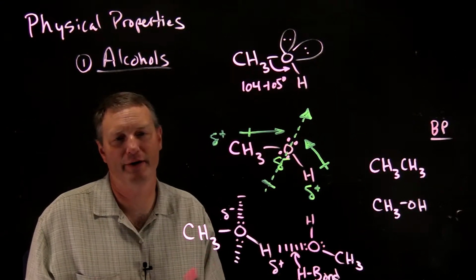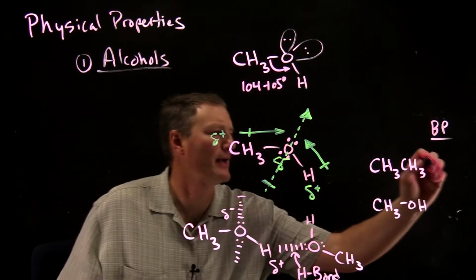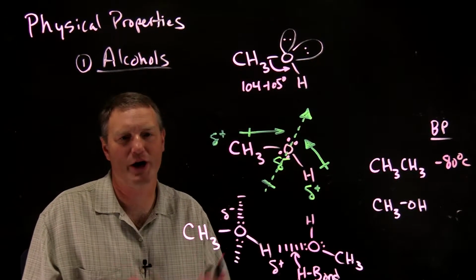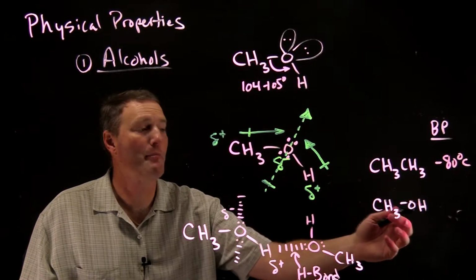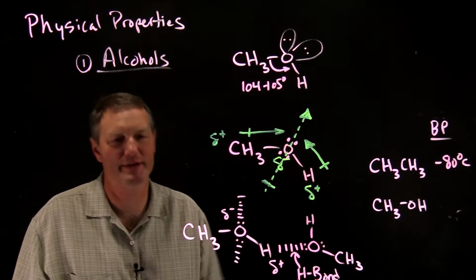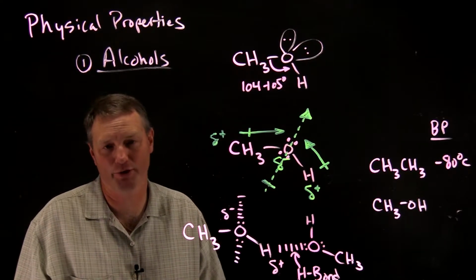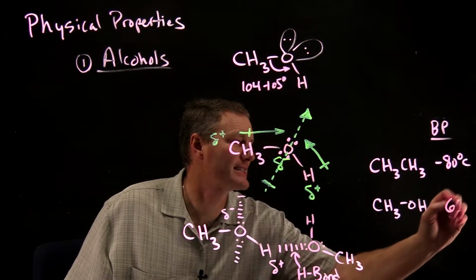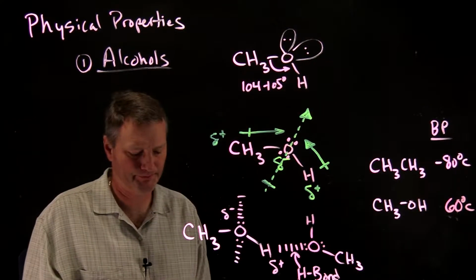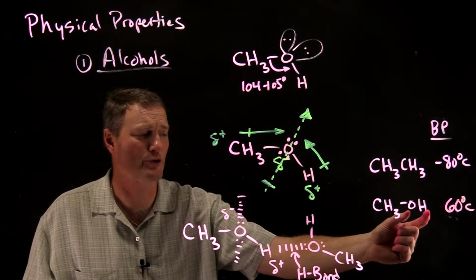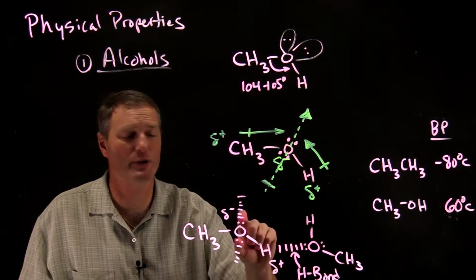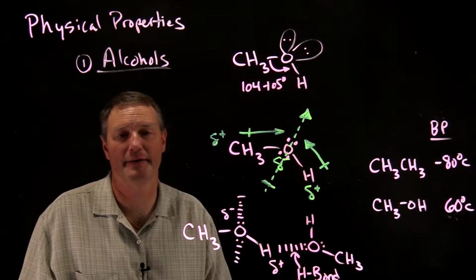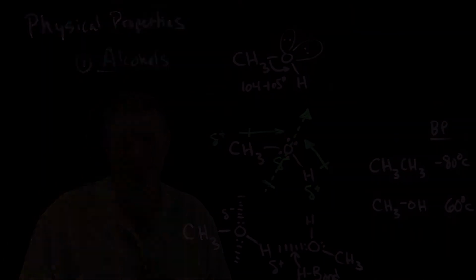So ethane has a very, very low boiling point, down around minus 80 degrees centigrade. So at very, very cold temperatures, this thing's already a gas. However, methanol, because it has the ability to form these hydrogen bonds, has a much, much higher boiling point. This is about 60 degrees centigrade. So you can see just by having this OH group, this very polar group that can also have these lone pairs of electrons to form hydrogen bonds, significantly affects the ability of these things to boil.